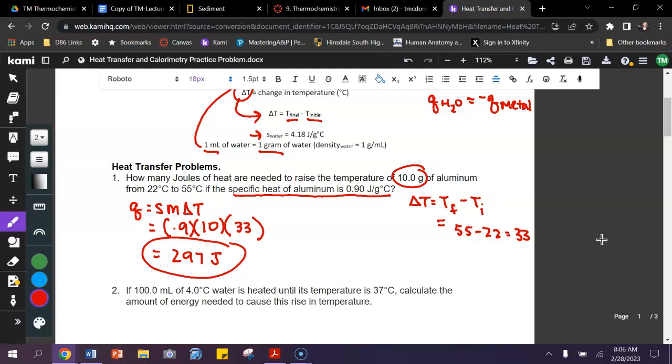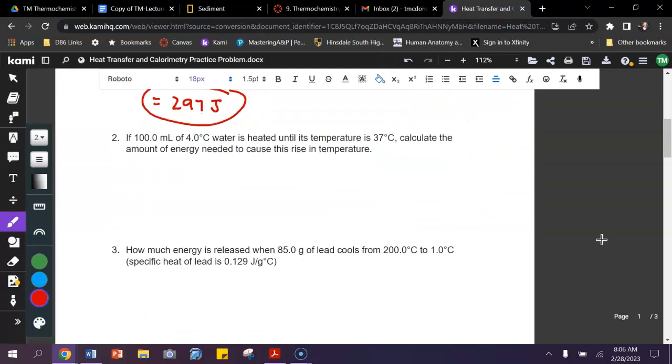Okay, let's take a look at our next one, which is number 2. So if 100 milliliters of 4 degrees Celsius water is heated until its temperature is 37 degrees Celsius, calculate the amount of energy needed to cause the rise in temperature. So again, we're looking for the amount of energy needed to change the temperature. So again, we use Q equals SmΔT.